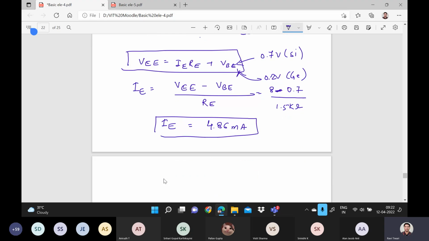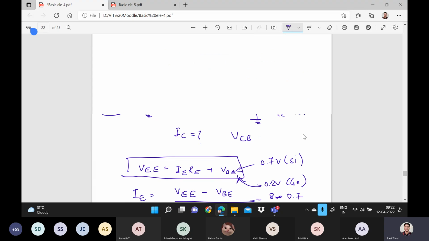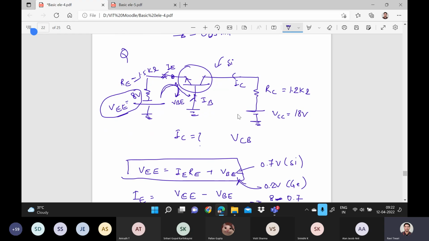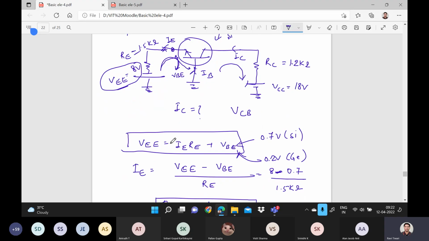Now we can assume that IB is very small. Okay, I'm assuming this IB is very small. Now I'm applying for this loop. Now I want to apply in this loop. So in this loop, again, I'm writing the equation. Okay, so what is that?